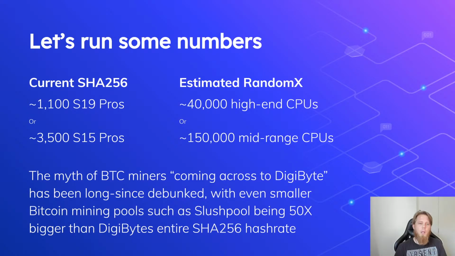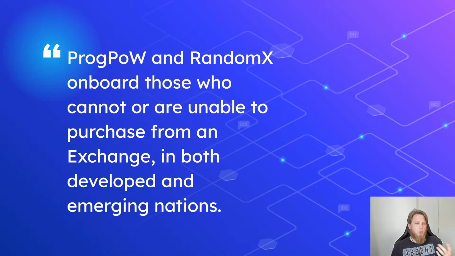So we have people that are more likely to try DigiByte out, more likely to try mining DigiByte, they're more likely to hold on to their DigiByte. And this overall results in a broader distribution of the DigiByte asset itself, with less centralization around a few larger mining entities. So, CPU and GPU mining also covers something else when it comes to the distribution. It onboards those who cannot or who are unable to purchase from an exchange in both developed and emerging nations.